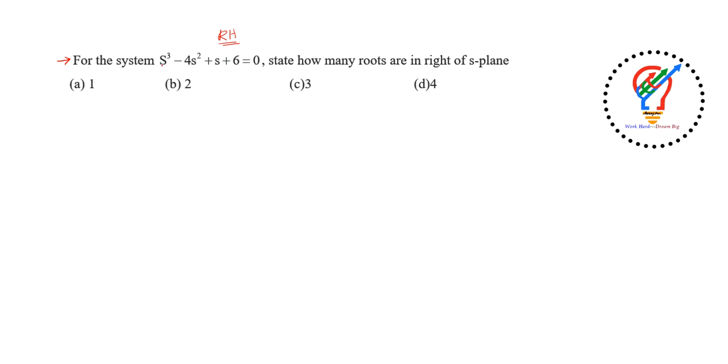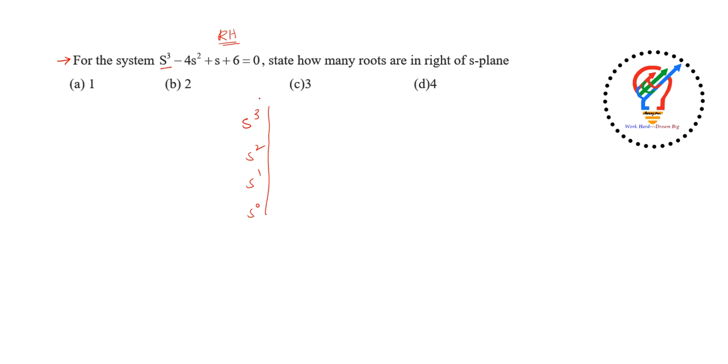For the system s cube minus 4s square plus s plus 6 is equal to 0, state how many roots are in the right of the s plane. Here the examiner is asking how many poles are there in the RHS of the s plane. Based on the RH criteria, we will take s cube, s square, s power 1, s power 0. As per the concept, the number of sign changes, that is plus to minus or minus to plus, is the number of poles lying on the right half of the s plane. I will explain it.